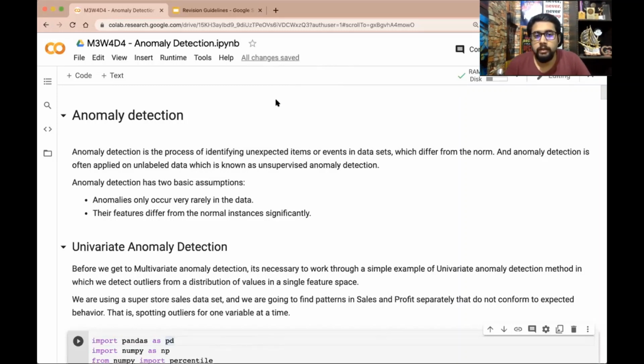Now you get a sense of why this is an unsupervised technique, because we are not using the labels. Remove the labels. Just looking at the X's, can I find some patterns or information which show that some observations do not belong to the overall distribution? That is why it's an unsupervised technique, and these are the two inherent assumptions: the anomalies will be there, and their features will look different from the normal observations.